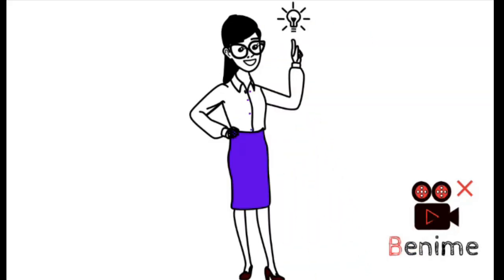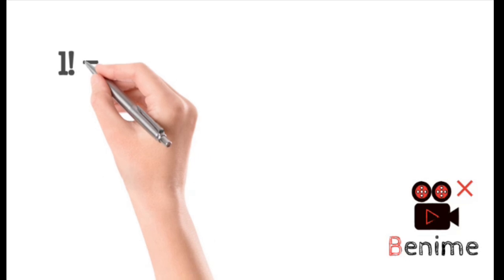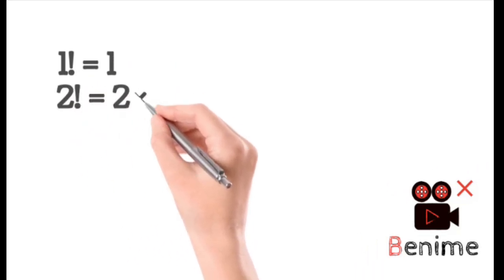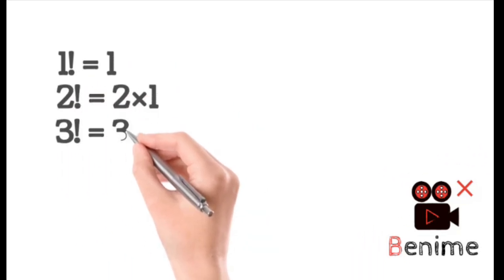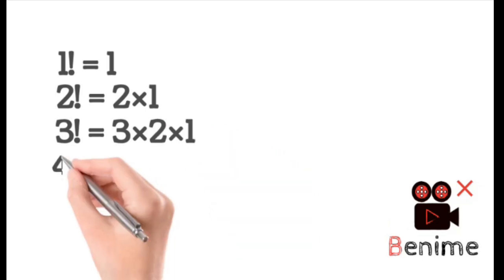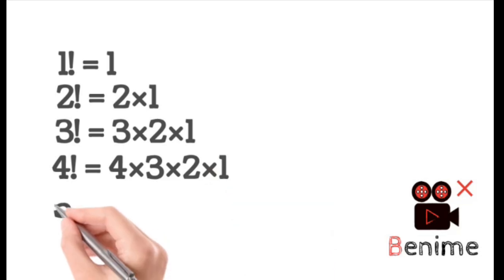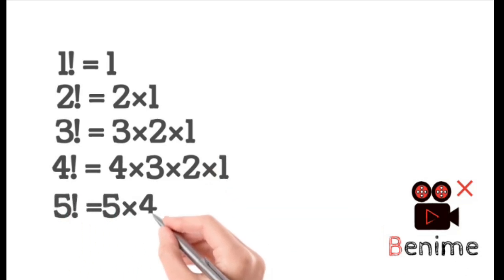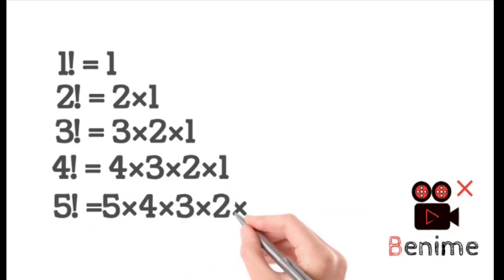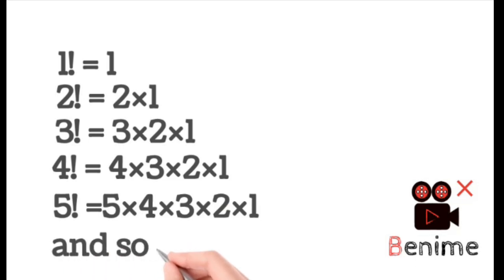It's actually pretty amazing. 1 factorial equals 1, 2 factorial equals 2 times 1, 3 factorial equals 3 times 2 times 1, 4 factorial equals 4 times 3 times 2 times 1, 5 factorial equals 5 times 4 times 3 times 2 times 1, and so on.